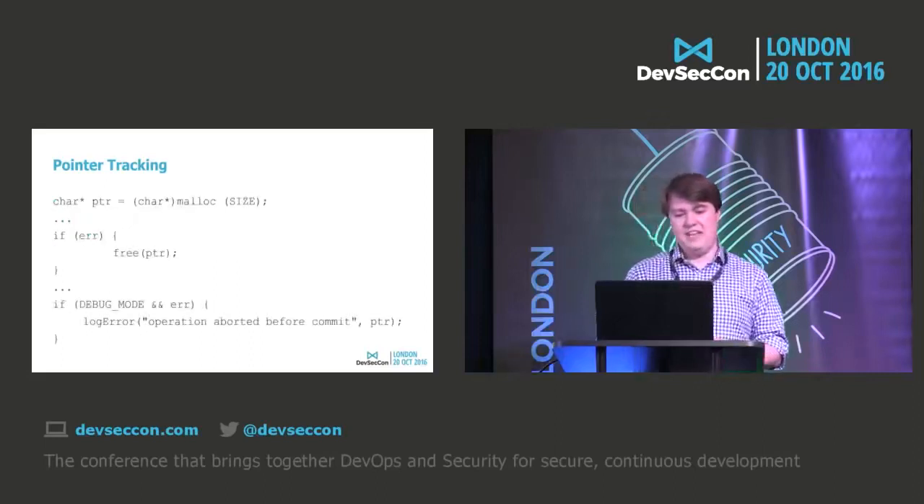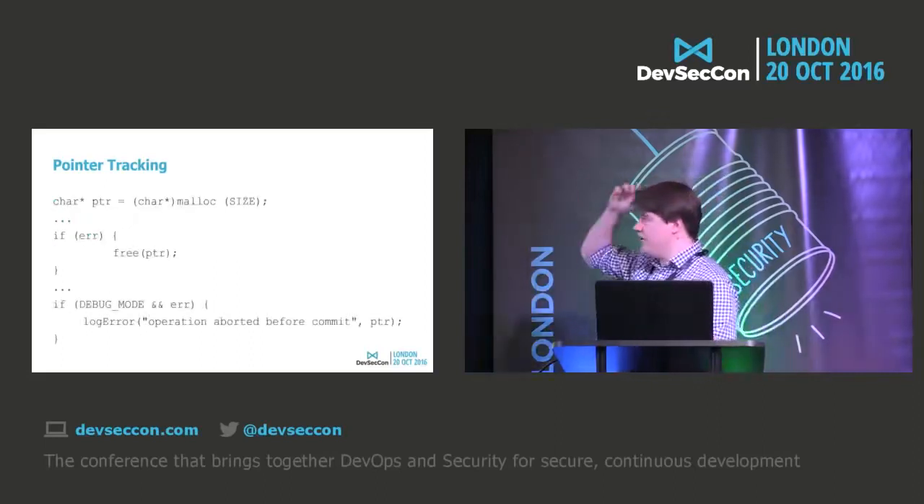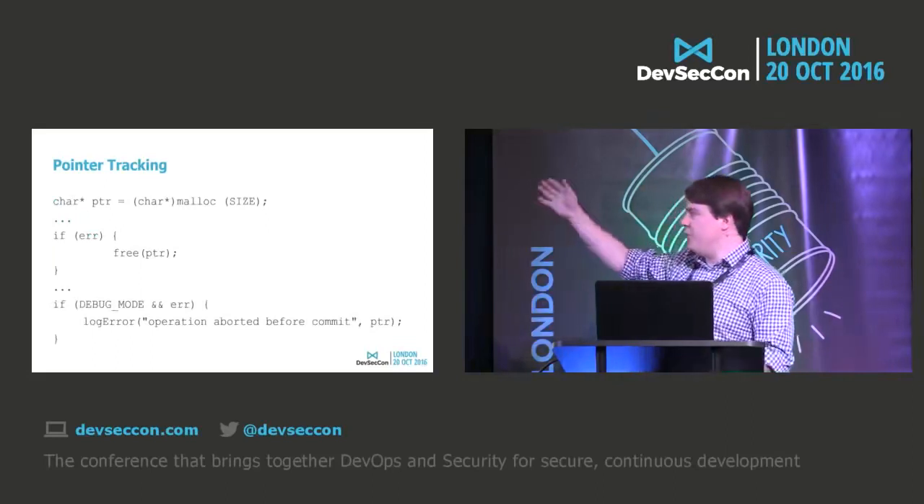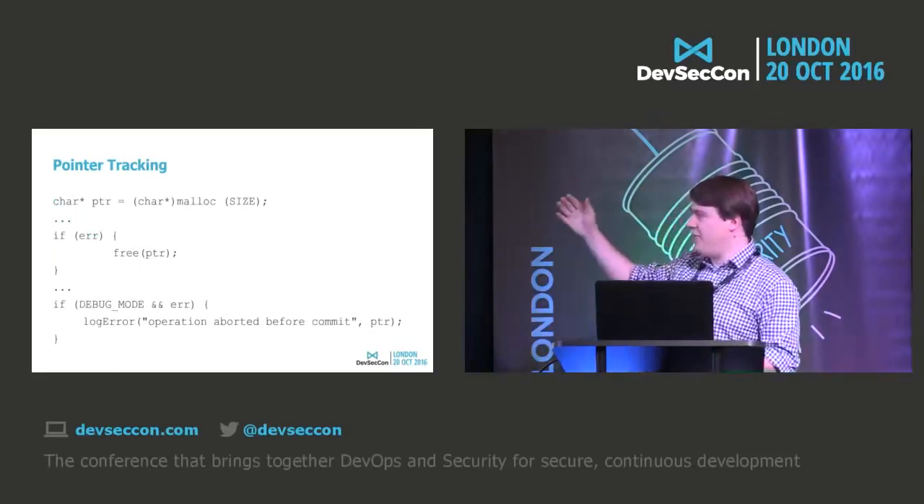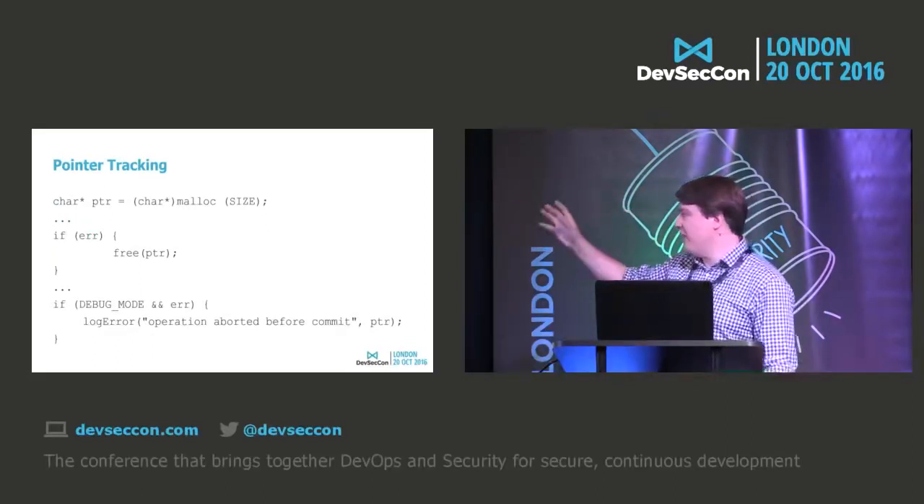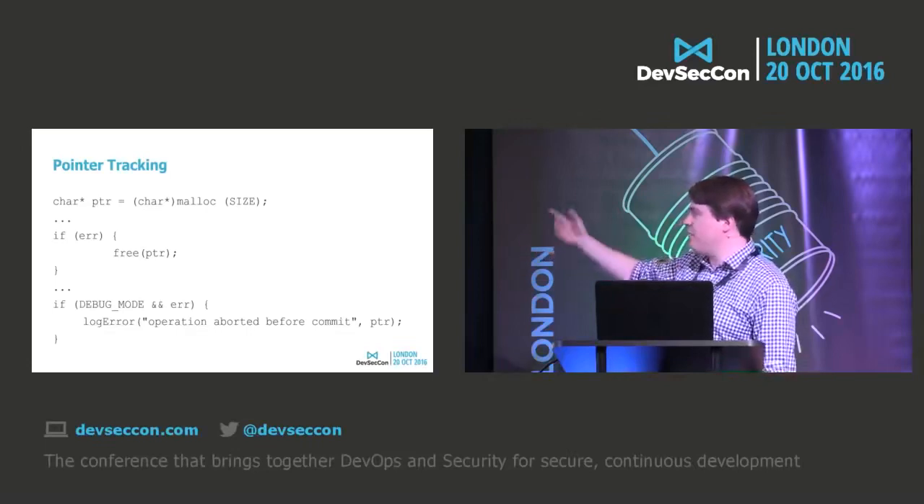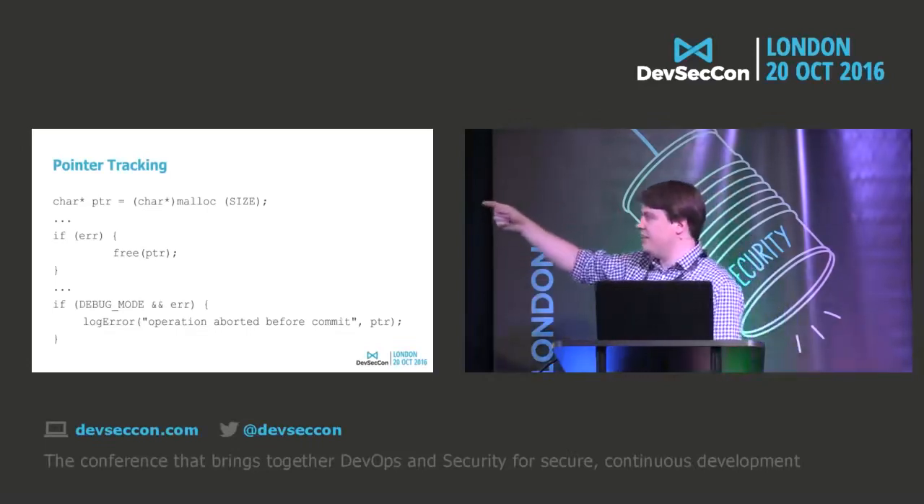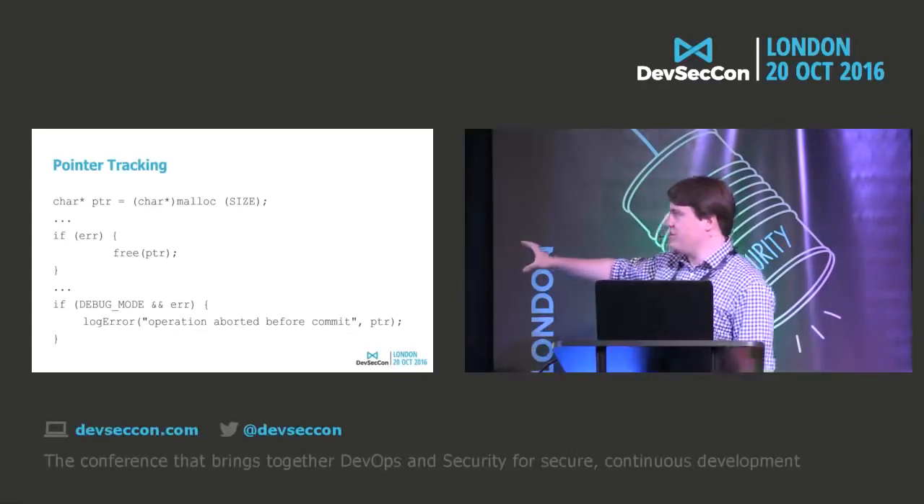So as an example here, we allocate some things, we create a pointer. If we reach an error condition, then we should free this pointer. If, however, we are also in debug mode, then maybe we want to print some stuff out. But because that's happening after we've freed it, we get a memory corruption issue here.